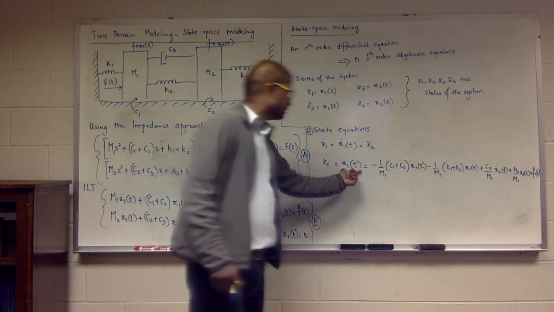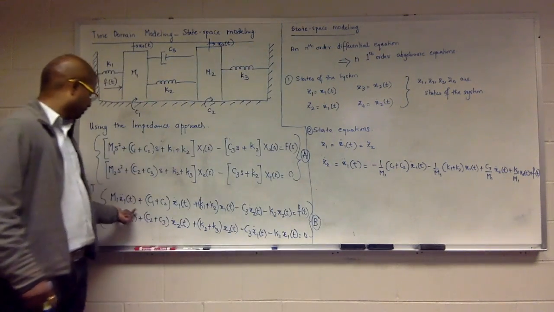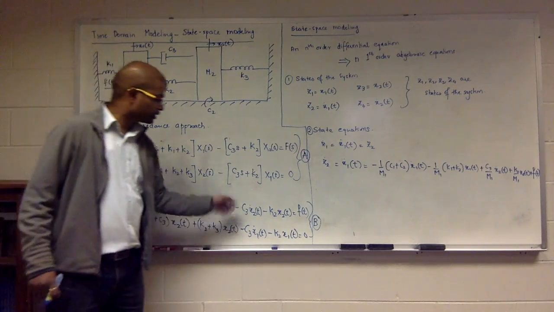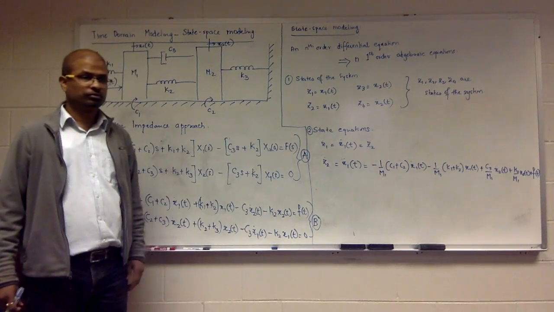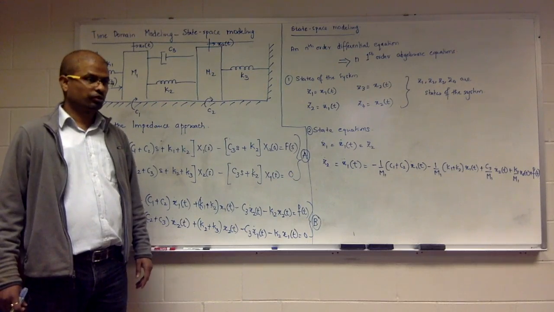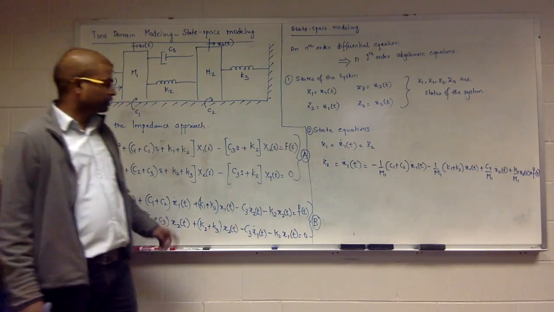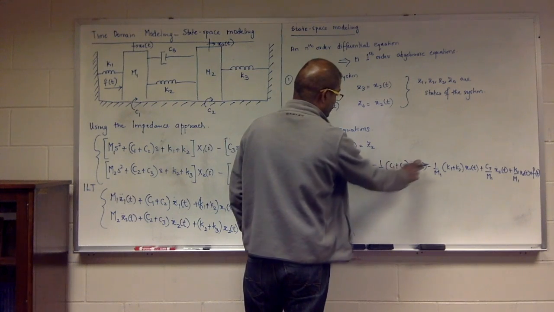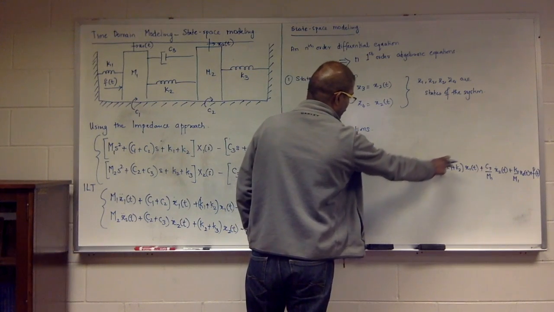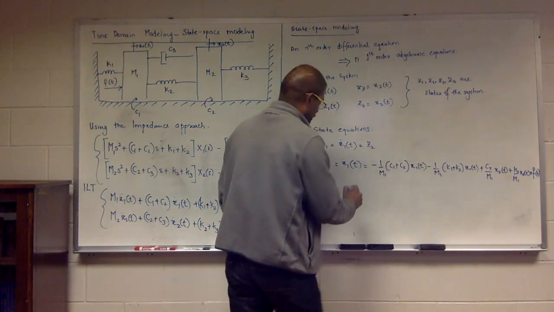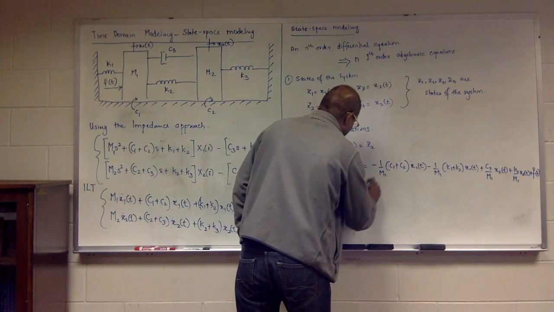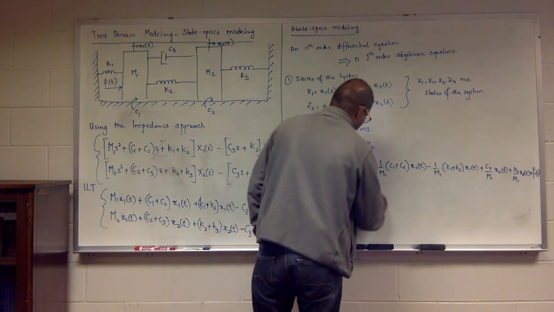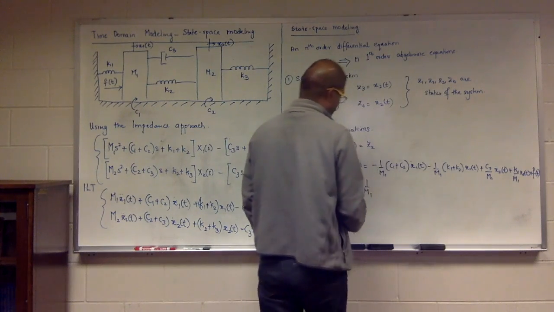I'm extracting this from here. x1 double dot is what? I take all of this on the right hand side. Alright. So if you look at that, it is minus 1 over m1 (c1 plus c2), minus 1 over m1 (k1 plus k2), all that. The idea is to write it in the form of these state variables.